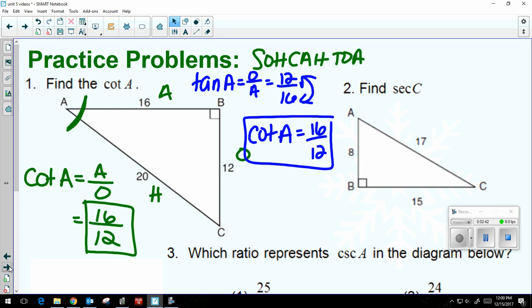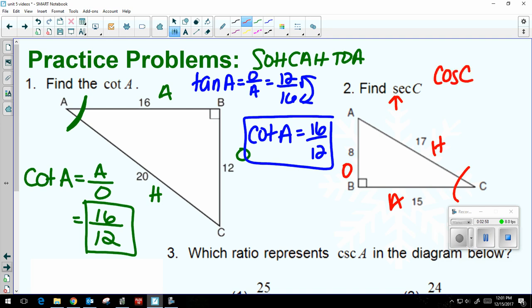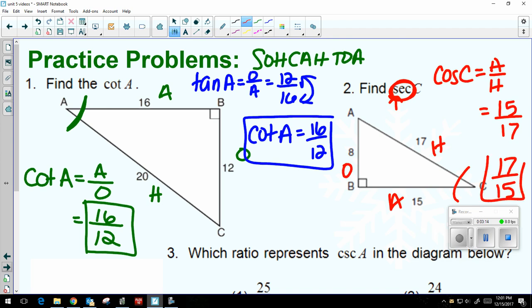Number 2, find the secant of C. So here's C, let's label my triangle. Opposite, adjacent, hypotenuse. Secant has an S, so it needs a partner that goes without it. So C, so this is cosine. So cosine is adjacent over hypotenuse. So my cosine is 15 over 17, but I don't want cosine, I want secant. So I'm going to flip it upside down to form the reciprocal. So 17 over 15.